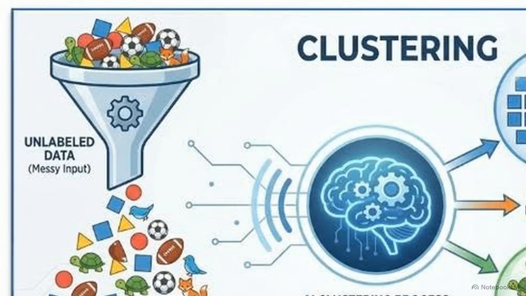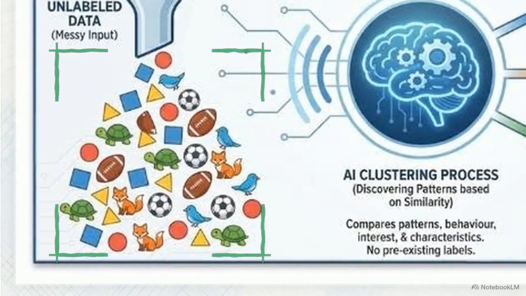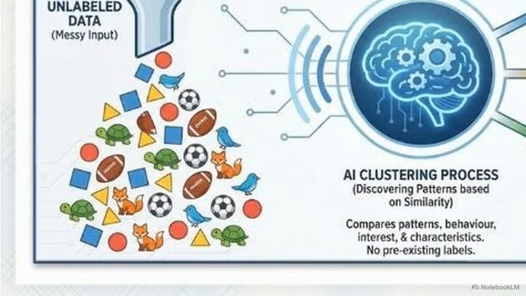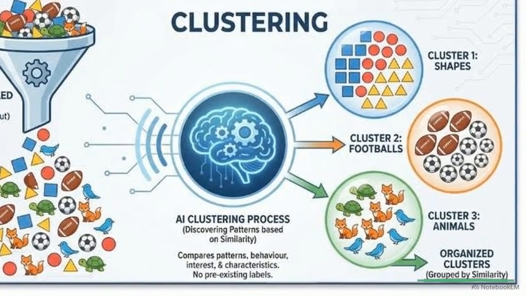This illustration shows how clustering works differently. Notice the funnel on the far left. It uses unlabeled data. The AI is fed a chaotic mix of shapes with no predefined categories. The machine autonomously compares characteristics to discover similarities, creating organized clusters on its own.